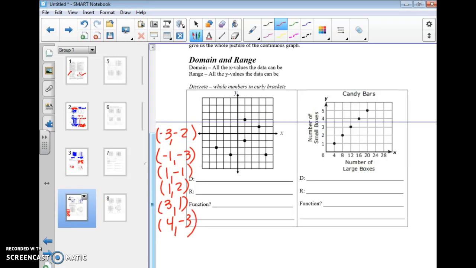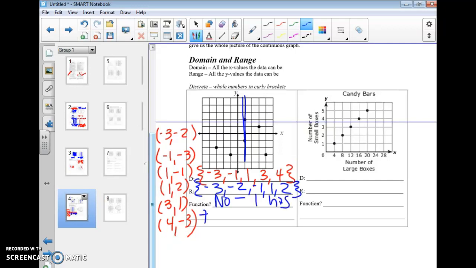So my x values, which is my domain, write them in brackets, remember, and we try to go lowest to highest if we can. -3, -1, 1 (there were 2 1s, I only need to write it one time), 3, 4. And my range, of course, that is my y values. -3 gets written twice, I don't need to do that. -3, -2, -1, 1, 2. And then I can say that this is not a function. It does not pass the vertical line test. 1 has 2 outputs.